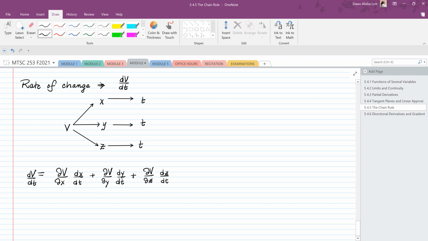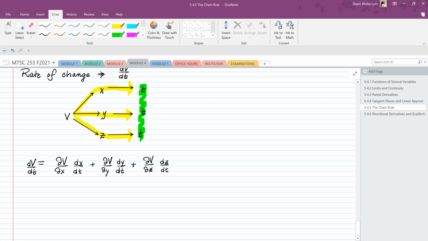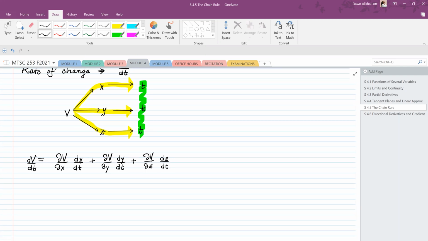So notice that V, after everything is all said and done, if I added all the x, y, and z in as functions of t, V ultimately at the end is a function of t. Okay. So I can find dV/dt by going out each path. So I have to go out each path in order to get dV/dt. Okay, that's what we're doing.